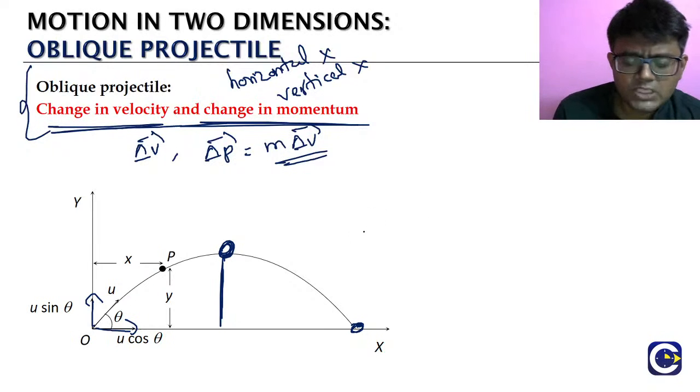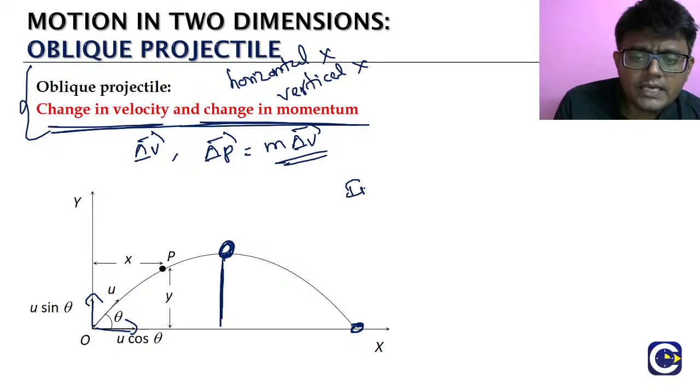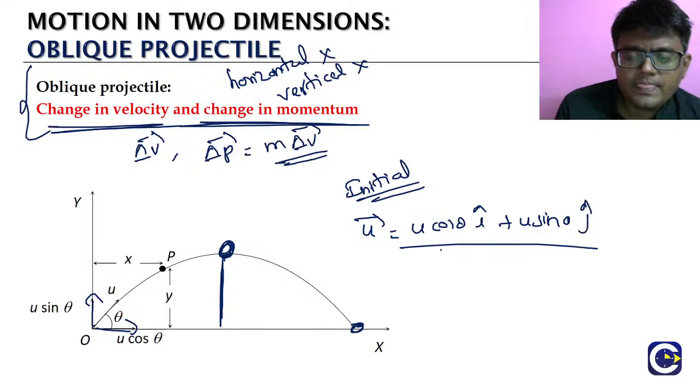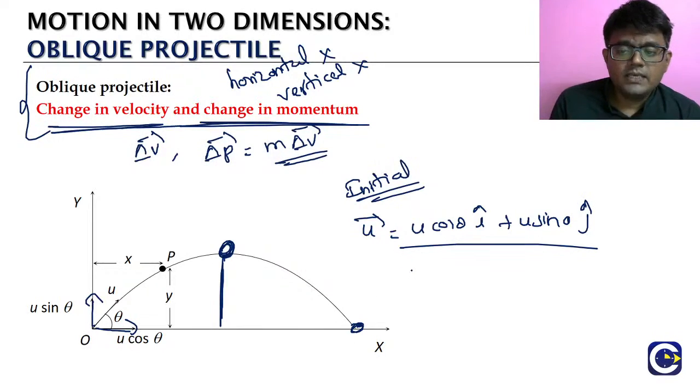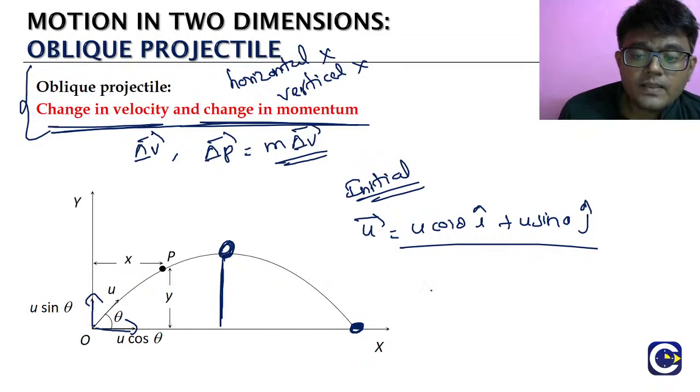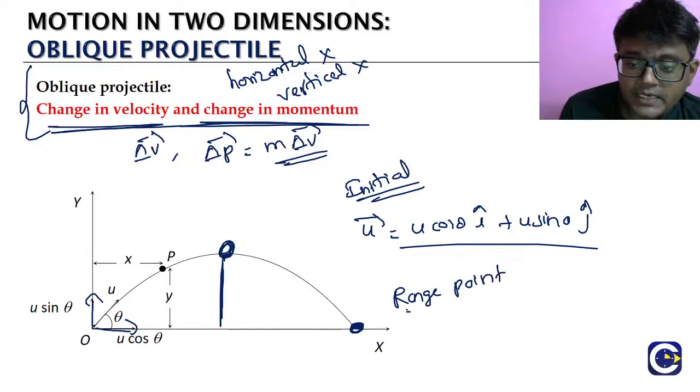Now we will look at the change between the initial point and the range point. At the initial point, the initial velocity we write as u cos theta into i plus u sin theta into j. Now when it comes to the range point, we know the horizontal component of velocity, because it is constant everywhere: u cos theta.